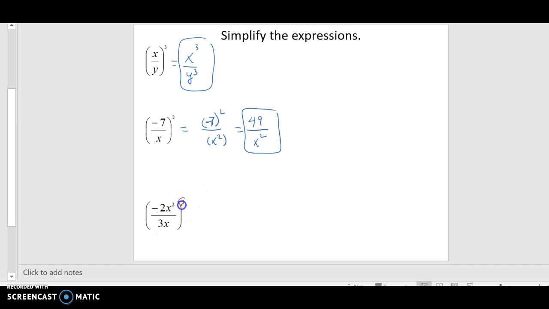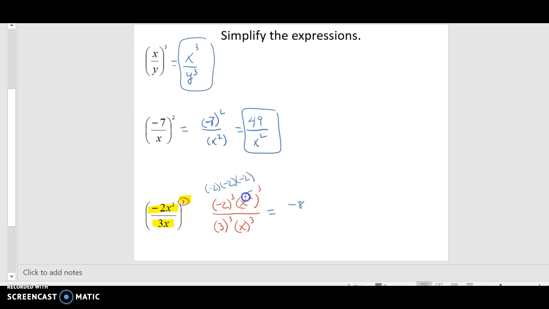Now, this one, right away, I'm going to raise everything in this quantity. Everything's going to get raised to the third power. So I'm going to do negative 2 to the third, x squared to the third, over 3 to the third and x to the third. So basically, I took everything inside here and raised it to the third power. But now I have to simplify this. What is negative 2 times negative 2 times negative 2 going to be? That would give me 4 times negative 2, which is negative 8.